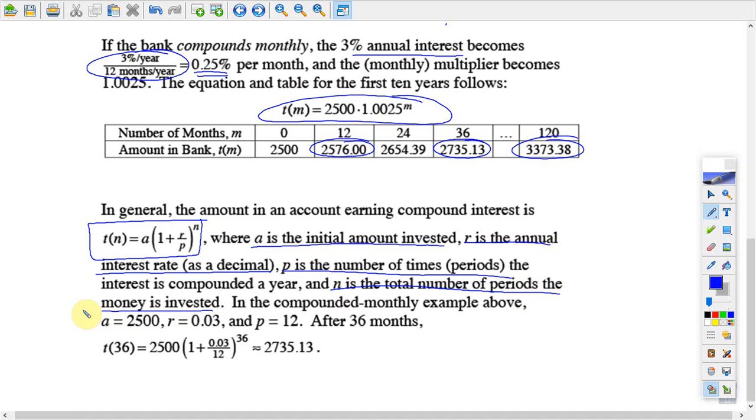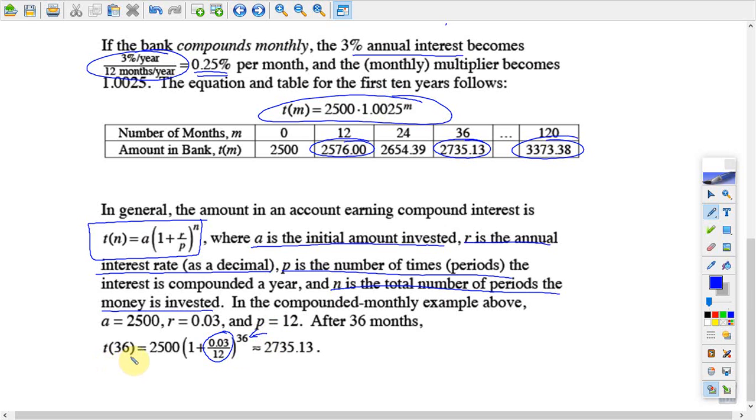So in the compounded monthly example above, A, our initial value, was 2,500. The interest rate was 3%, which we're going to put in as 0.03. P was 12 because we were compounding it every month throughout the year, so that's 12 times in a year. So we take that 3% and divide it by 12. That's going to give us the interest rate for each month. And then we raise it to the total number of months that we're actually investing in. So this would be 3 years or 36 months.